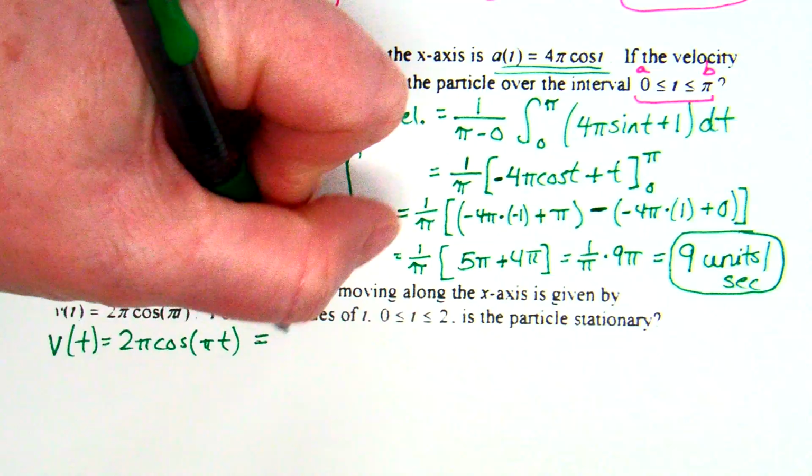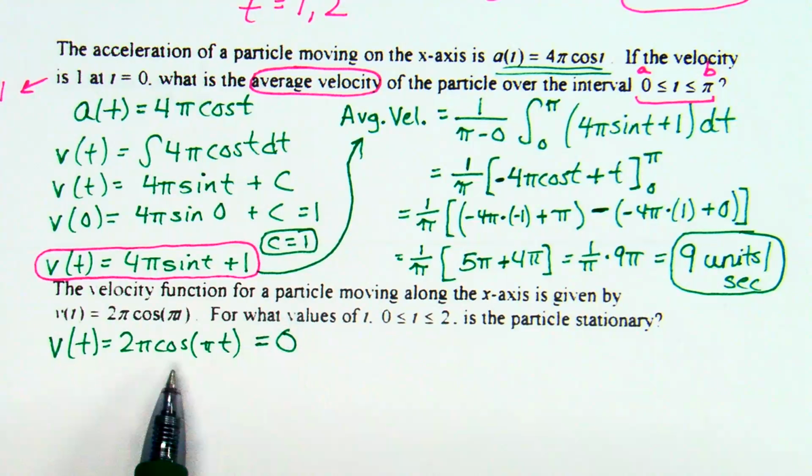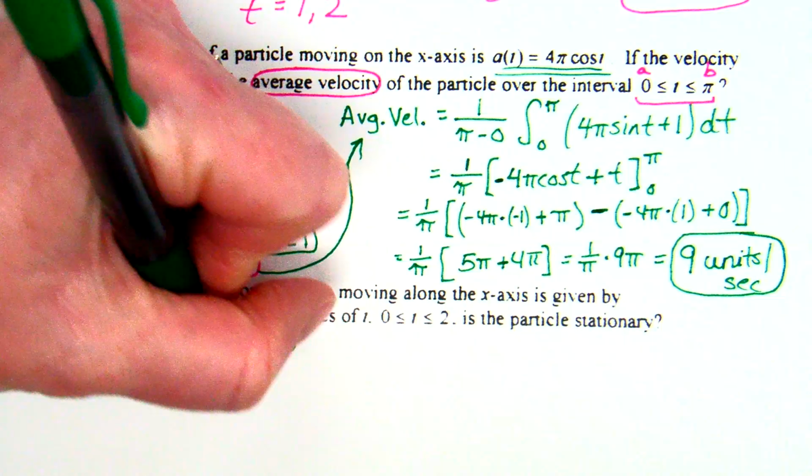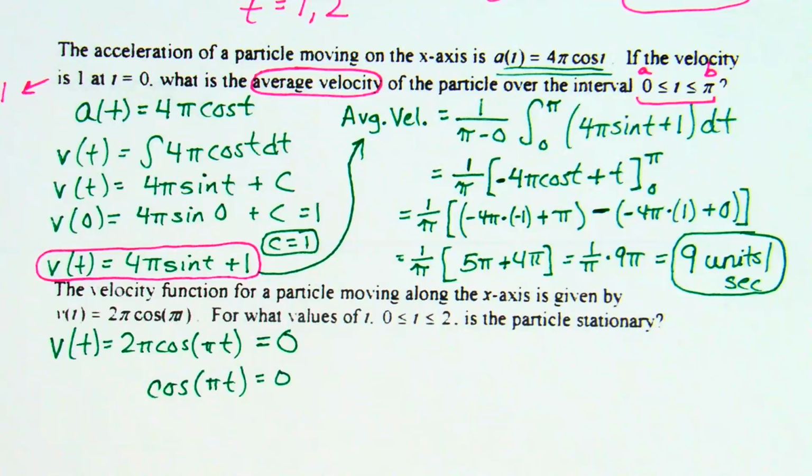Now, how do I solve this equation? If 2 pi cosine of pi t equals 0, to get cosine by itself, I can divide by the 2 pi out front, but on the other side, 0 divided by 2 pi is still 0. So now I'm at cosine of pi t equals 0. I'm actually doing this in pre-cal right now, because we were just solving equations. You can take the inverse and then divide by pi.